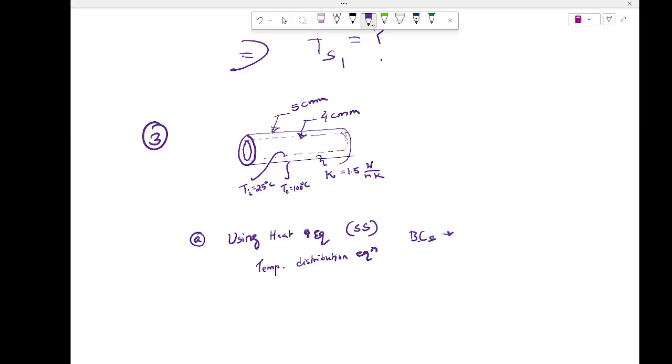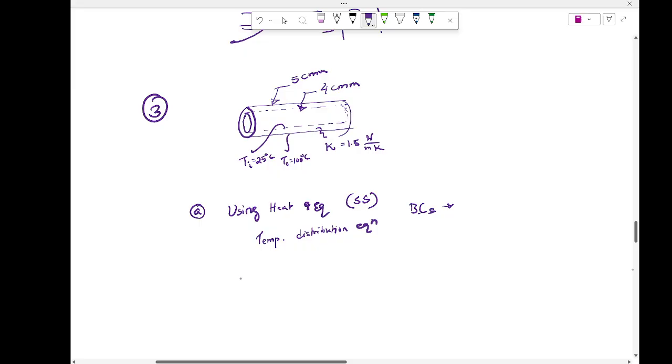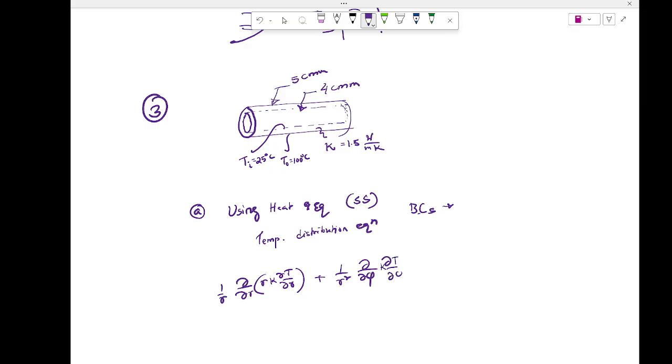Last class problem was what? A Cartesian one. So you and I start writing the heat diffusion equation. So like 1 over r d/dr of r k dT/dr, and then 1 over r squared d/dphi of k dT/dphi, plus d/dz of k dT/dz, plus q dot equals rho cp dT/dt.